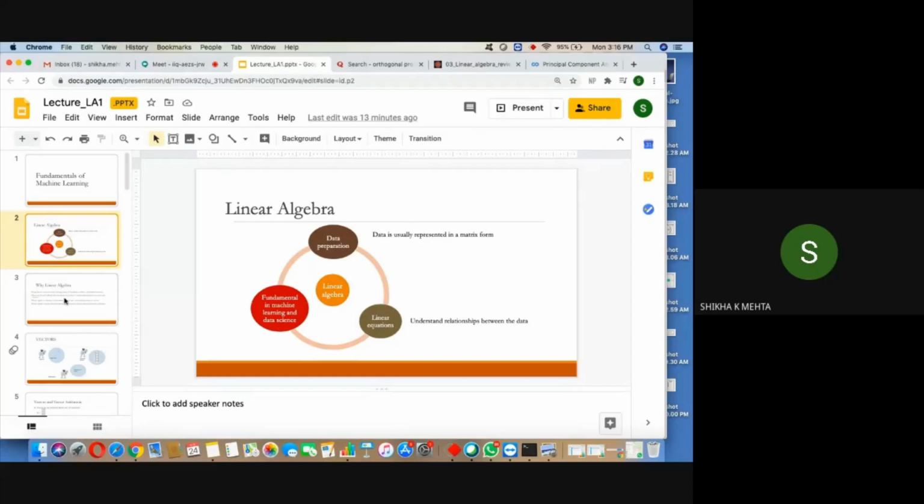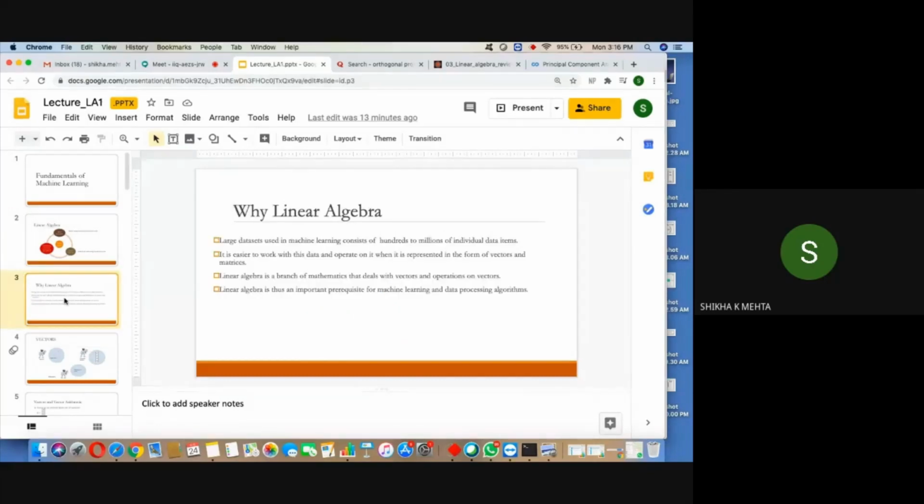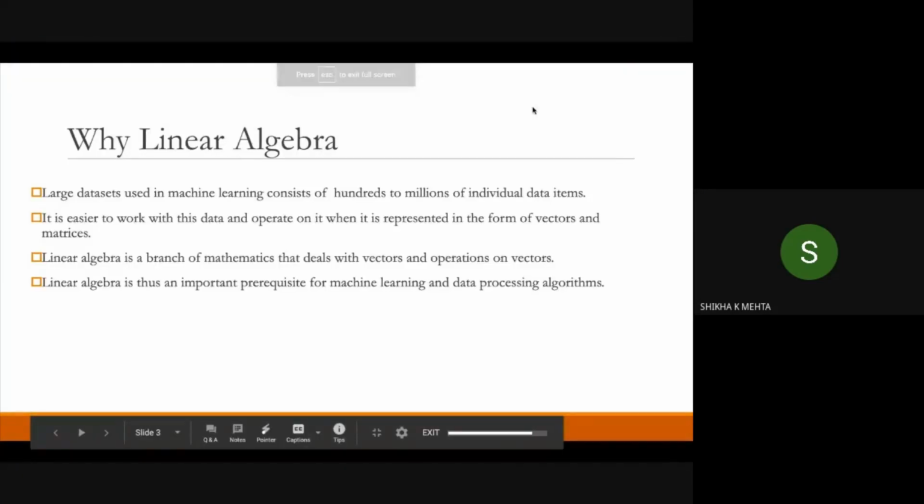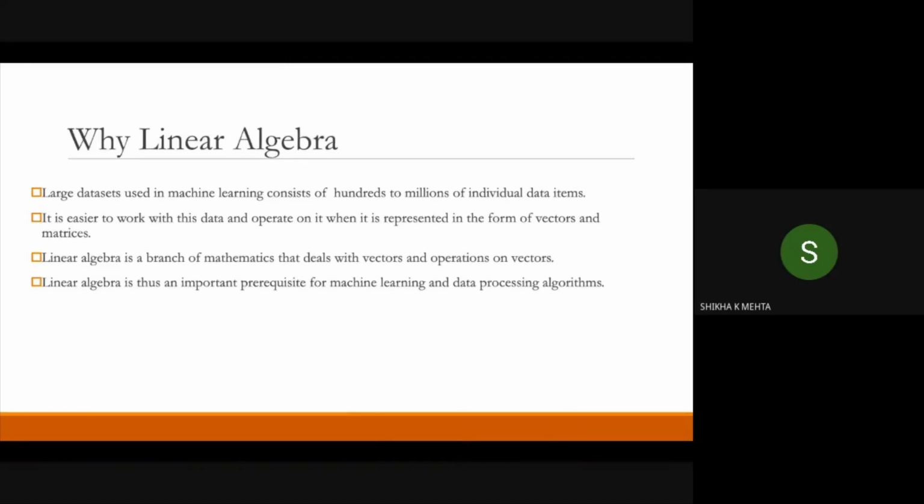So we had studied about this thing in the last class. I had discussed why we need linear algebra, because we are working with large size data sets, and while dealing with the data sets, we need some kind of data structure, some kind of representation, so that we can do some kind of operations over there.